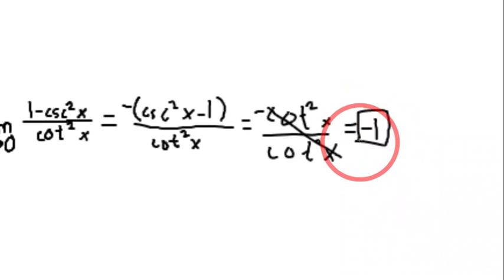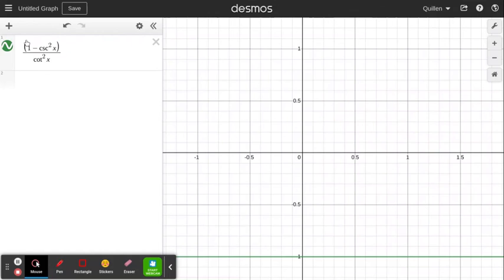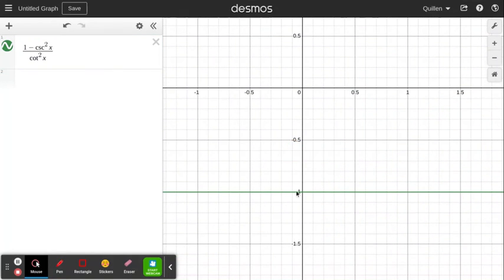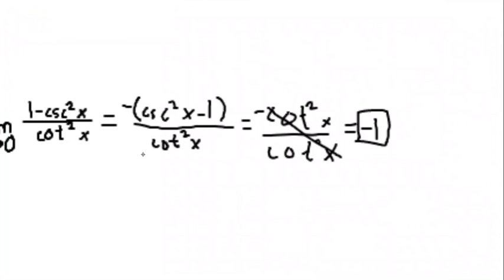Now, let's move over to Desmos and check that. We have our original function written up here, and if you look at the graph, it does pass through -1, it looks like, at 0, which means our answer is correct.